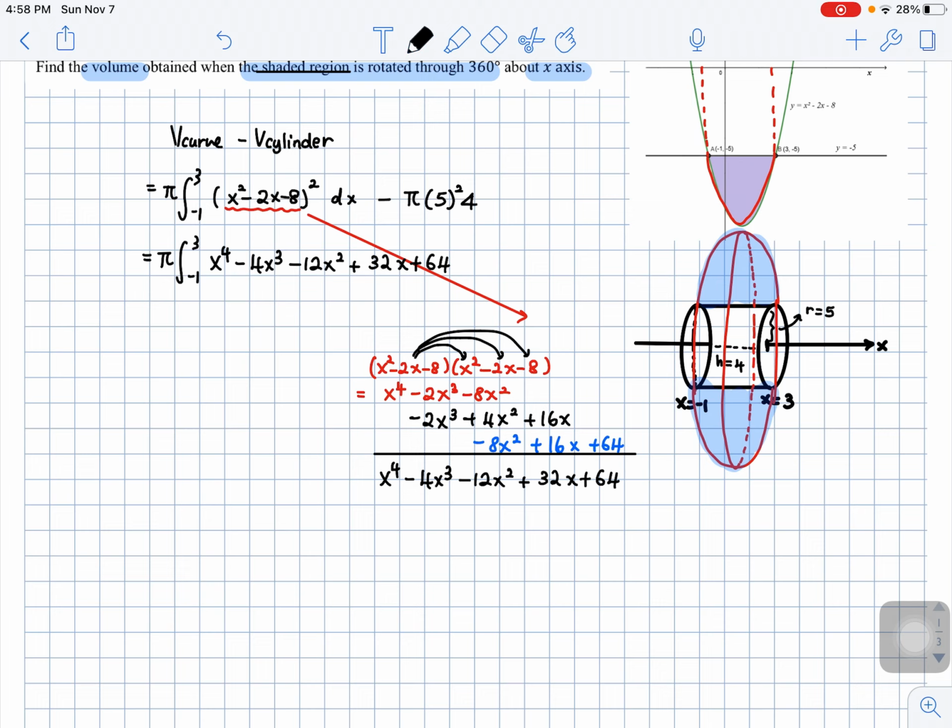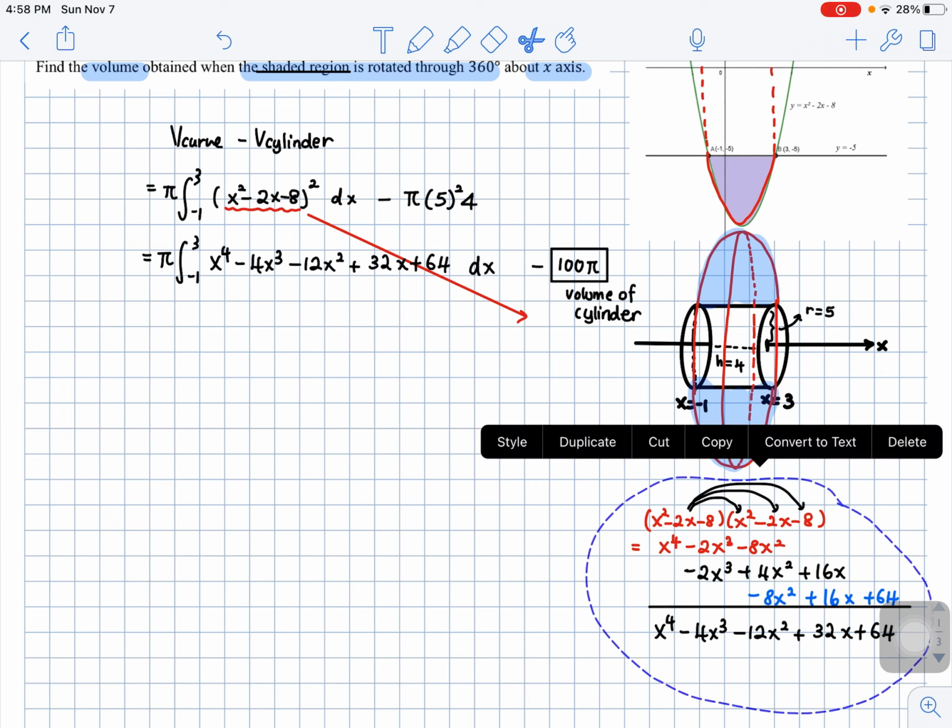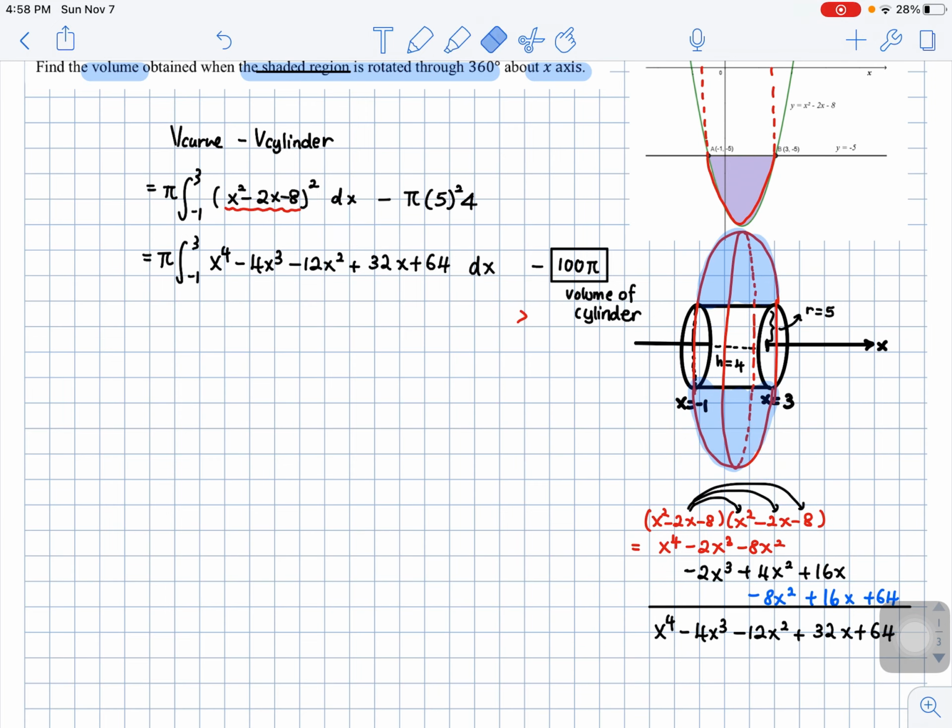with respect to x. That is going to be 25 times 4, 100 pi. What is 100 pi? That is the capacity of the cylinder. Or you can again pause the video, do the integration on your own.